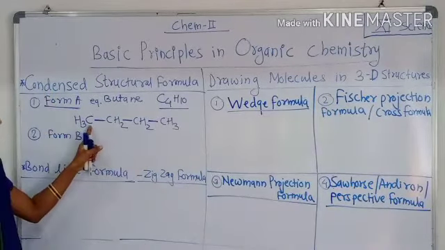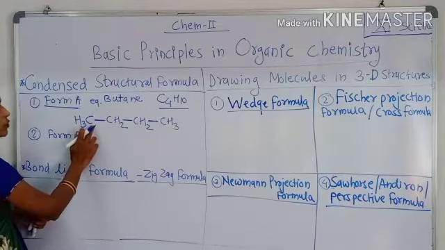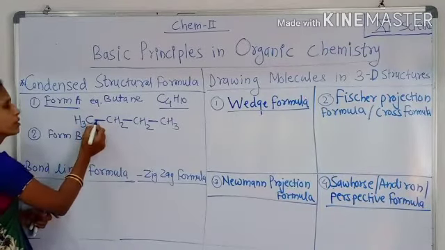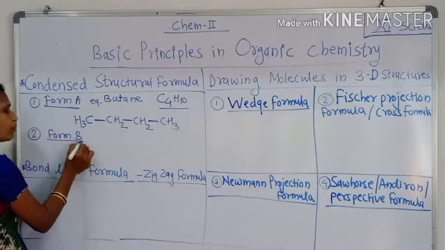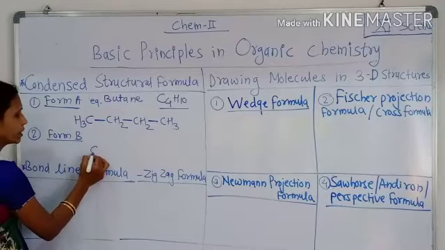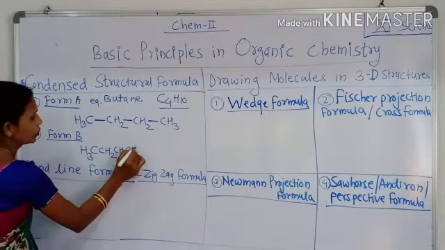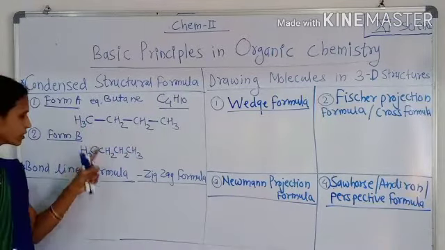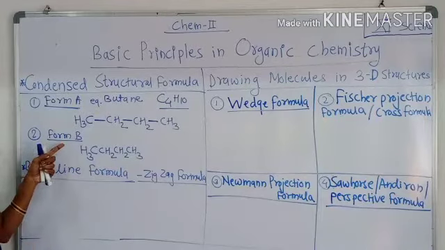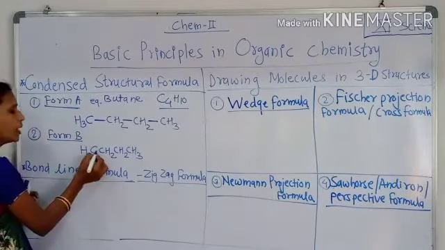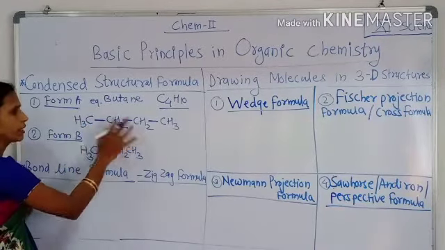That means we can write the butane structure in this form, or, avoiding the bond between those 4 carbon atoms, we can write form B of the condensed structural formula, that is CH3, CH2, CH2, CH3. The same molecule is written in a different form, form B, avoiding the solid line which represents the bond between carbon and carbon.